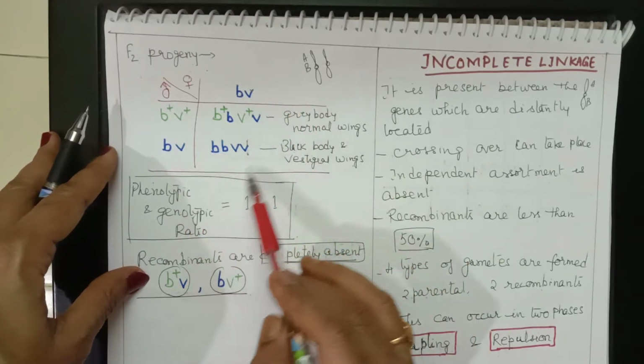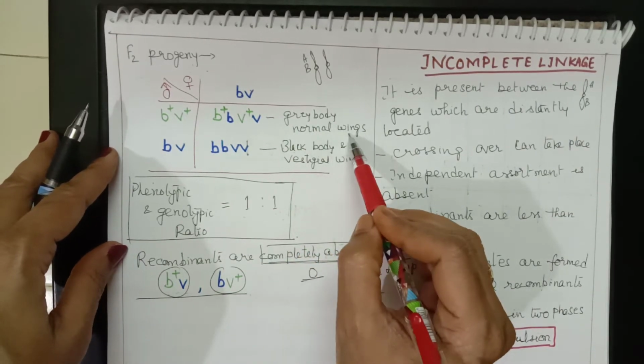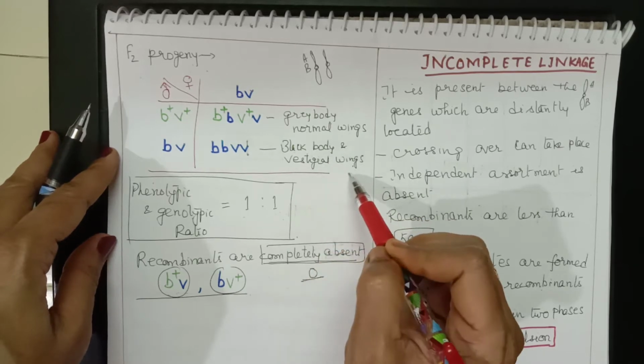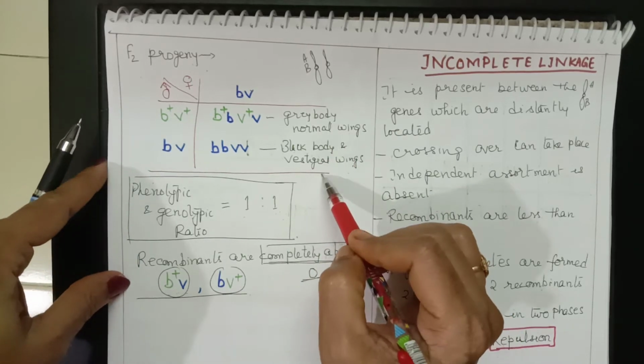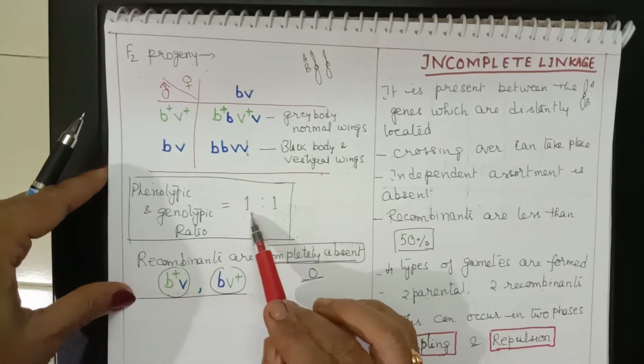So here we get two types of individuals: gray body with normal wings, and black body with vestigial wings. Both are parental type. So their phenotypic and genotypic ratio is 1:1.